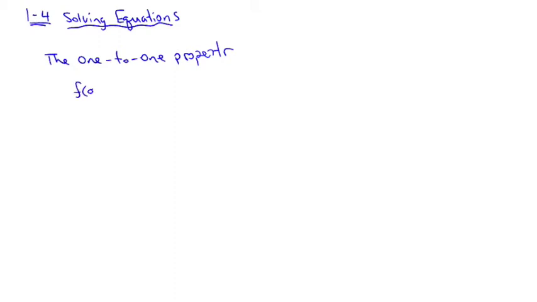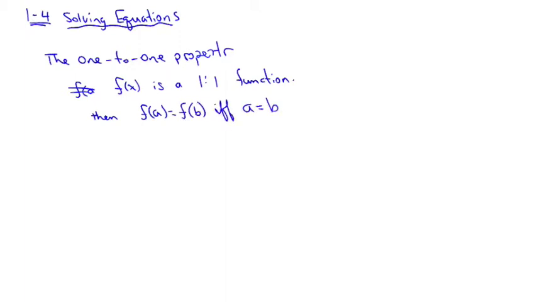And the one-to-one property says, how should I write this? F of A, cross that out. F of X is a one-to-one function. We already defined that. For every X, there's a unique Y, and for every Y, there's only one X, that type of thing. Then F of A is equal to F of B if and only if A is equal to B. If you have a function that is a one-to-one function, then this is absolutely true.